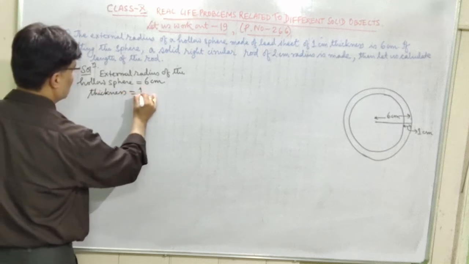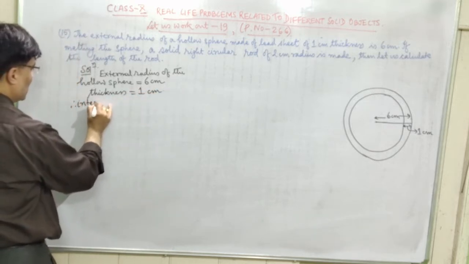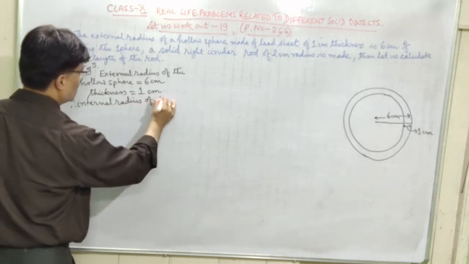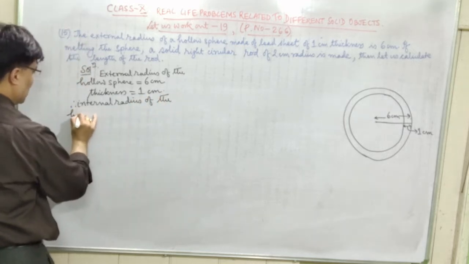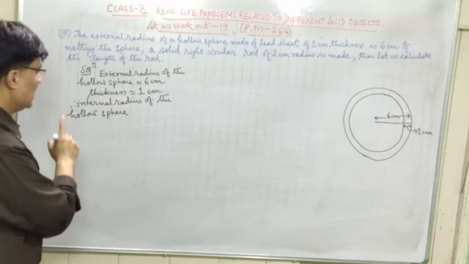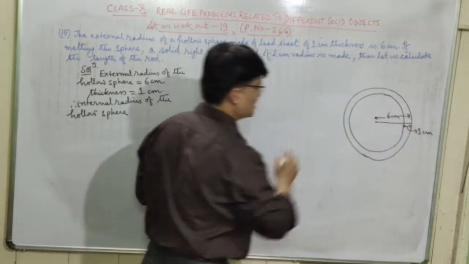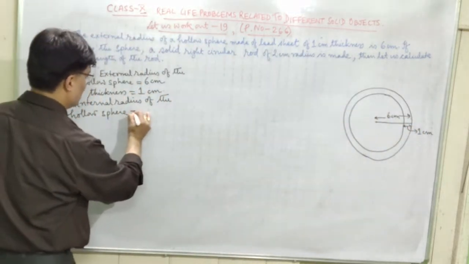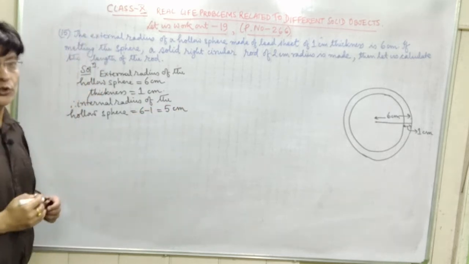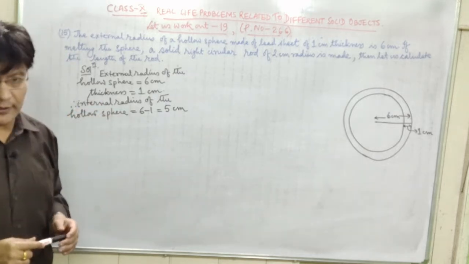So thickness is equal to 1 cm. So what is the internal radius now? Internal radius of the hollow sphere, let us find it. How can you find it? This whole radius minus 1 cm, that is 6 minus 1, which is equal to 5 cm. So this 5 cm is the internal radius of the hollow sphere.